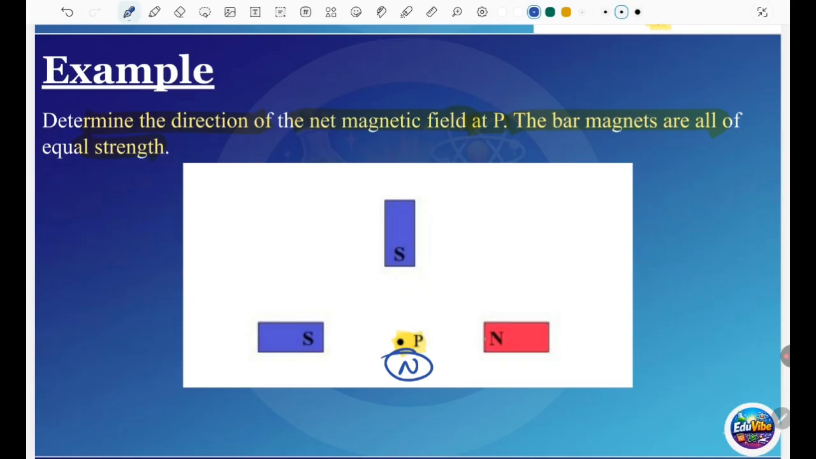So if that north pole comes closer to another north pole, what happens? They repel. So they do this type of repulsion. If it goes toward a south pole, what will they do? They attract. They repel in this case, and they attract in this case. If it goes toward this one, again they repel, and they go over there.